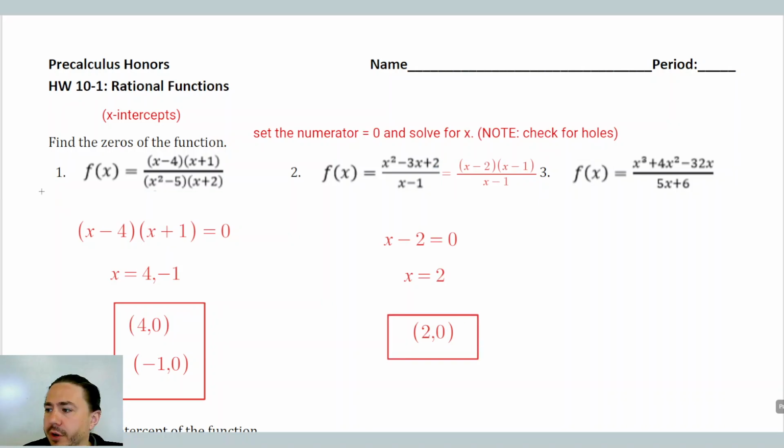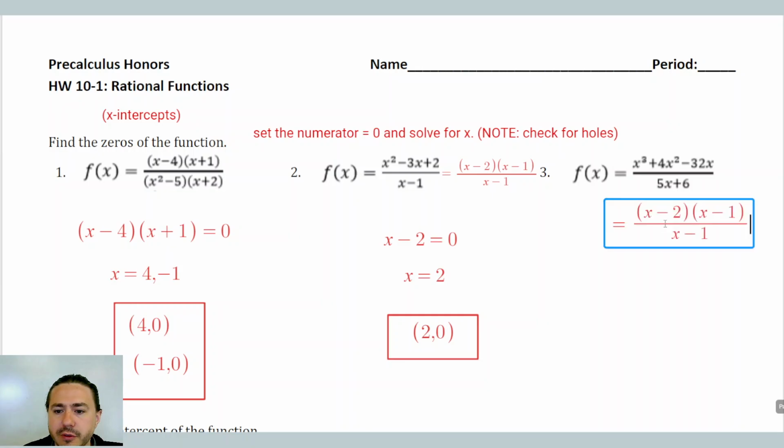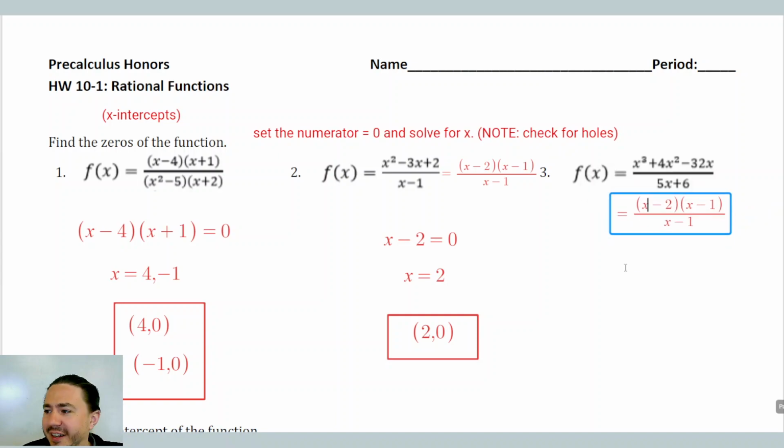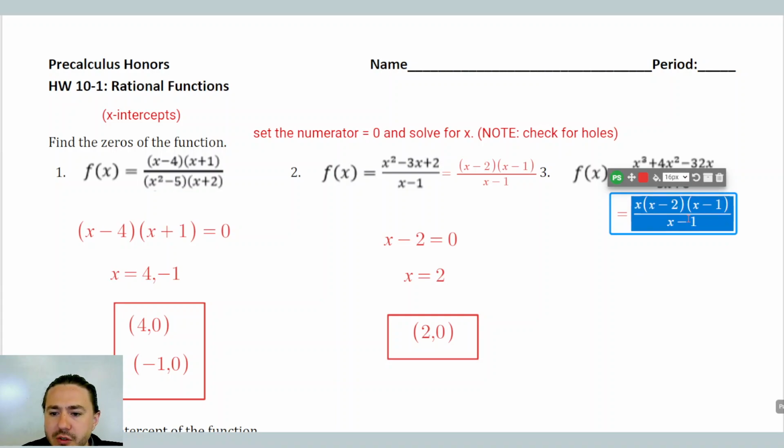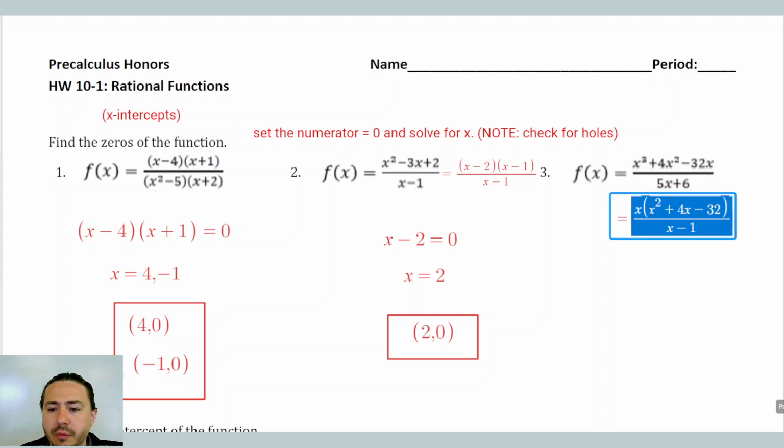For the third one, we need to factor that as well. So let's go ahead and do that. The numerator is going to have, I might have to do this separately. So we need to first factor out an x. And that's going to give me x squared plus 4x minus 32. And then the denominator here is already factored. We don't need to worry about that.